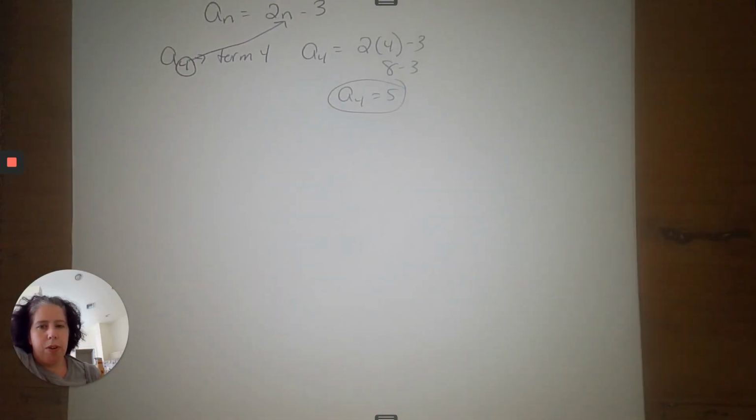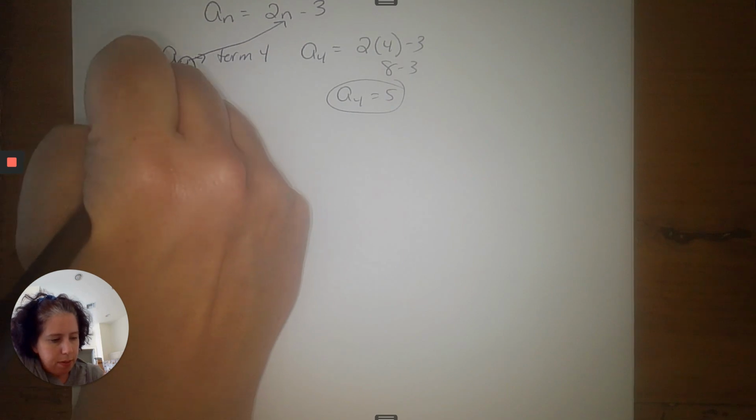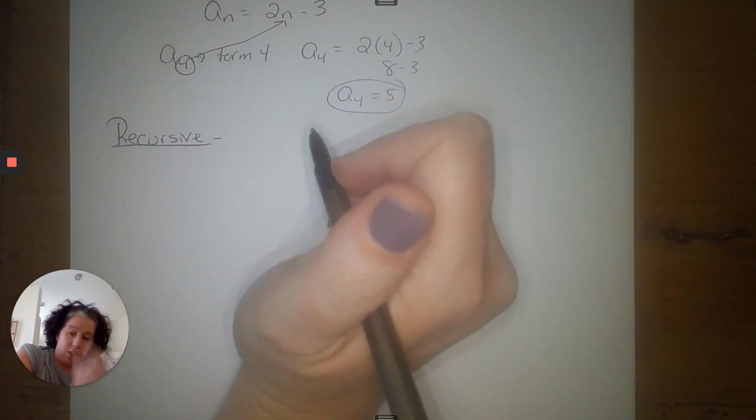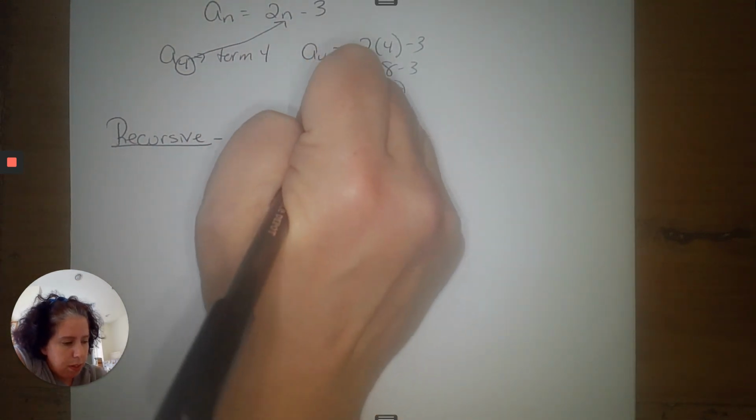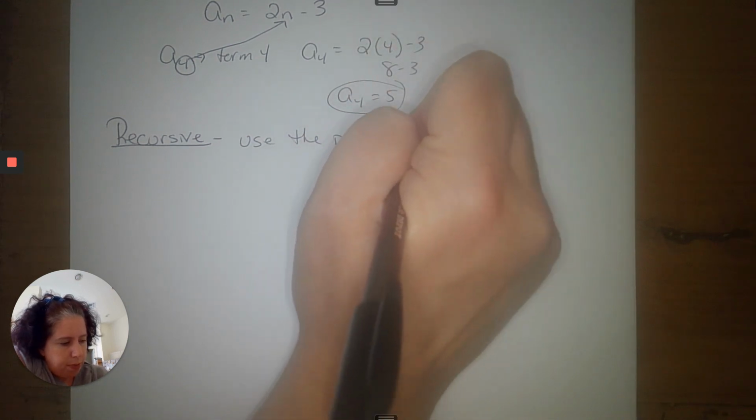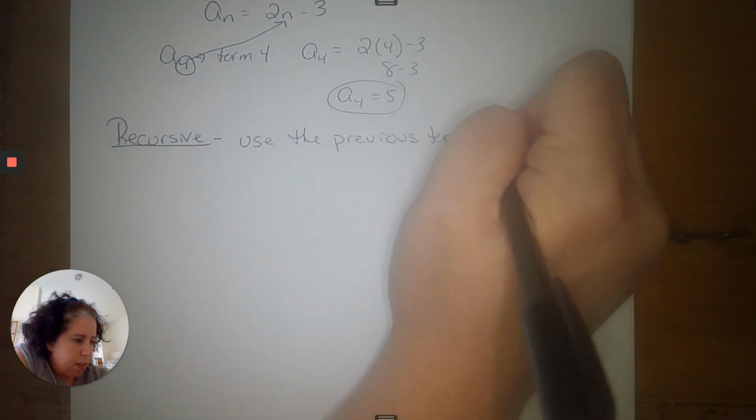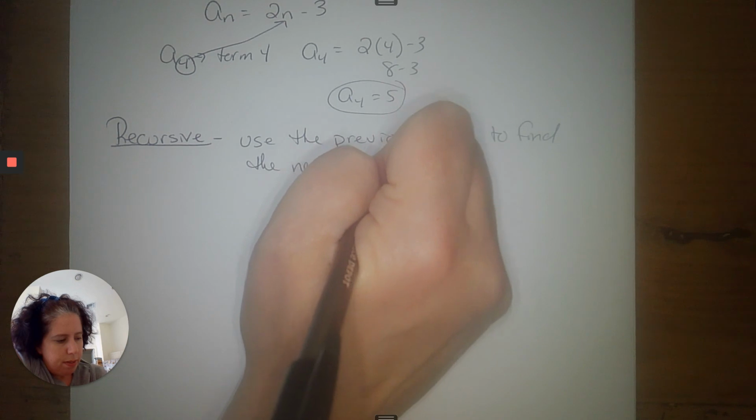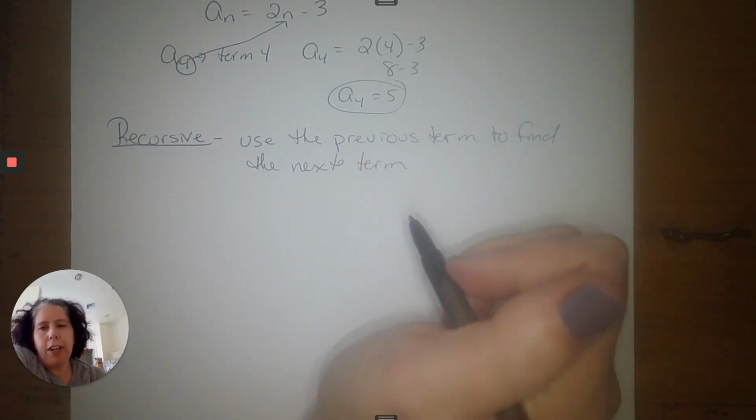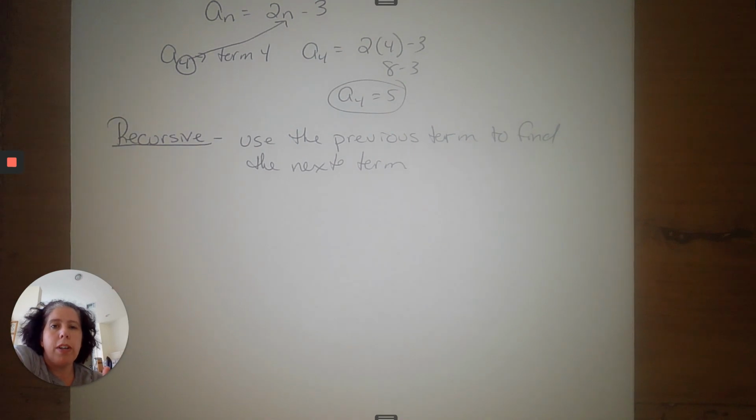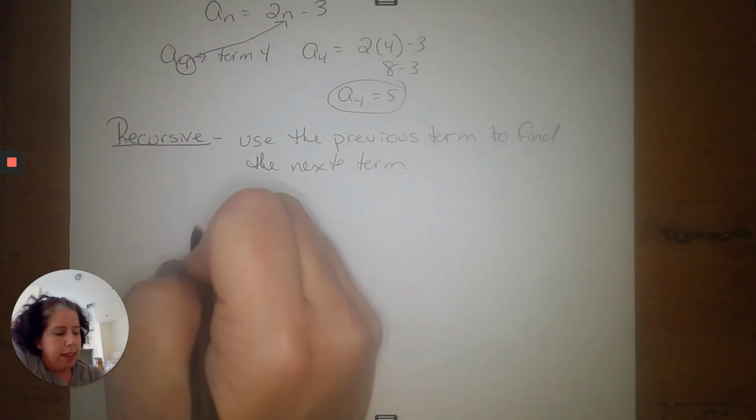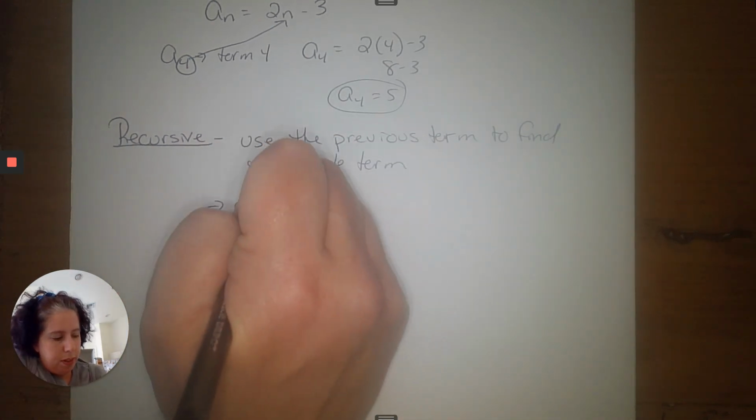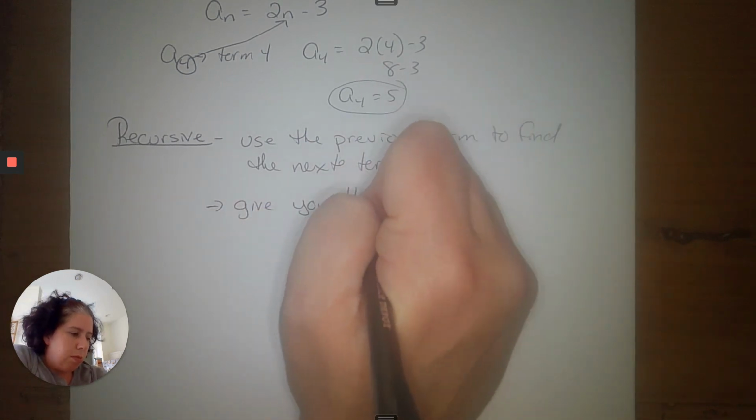Now what we're going to do is recursive. Those use the previous term, so you're going to use the previous term to find the next term. In other words, if you want to find term 2, you need to know what term 1 is. In these, you're going to get a little extra information. They're going to give you the beginning terms.